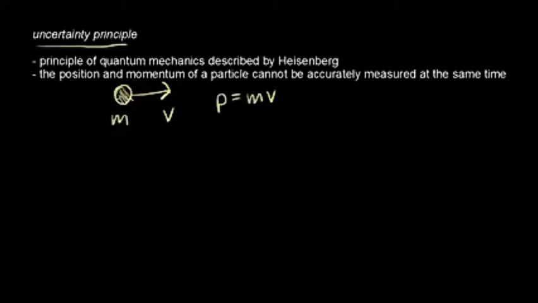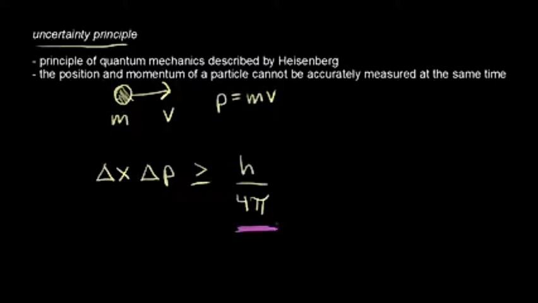If you know the momentum well, you don't know the position. So let's look at the mathematical form of the uncertainty principle. The uncertainty in the position, delta x, times the uncertainty in the momentum, delta p, must be greater than or equal to a constant: Planck's constant divided by 4 pi. So we have a constant divided by another constant, which just gives us a number on the right side.